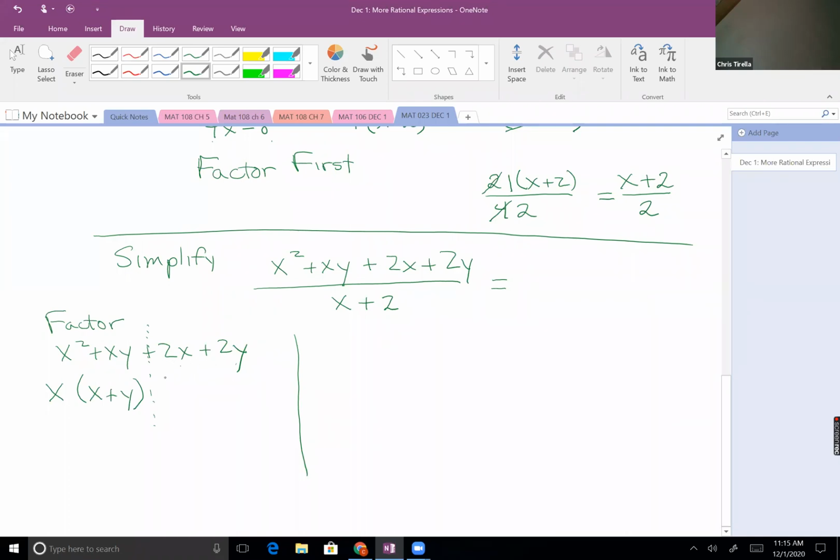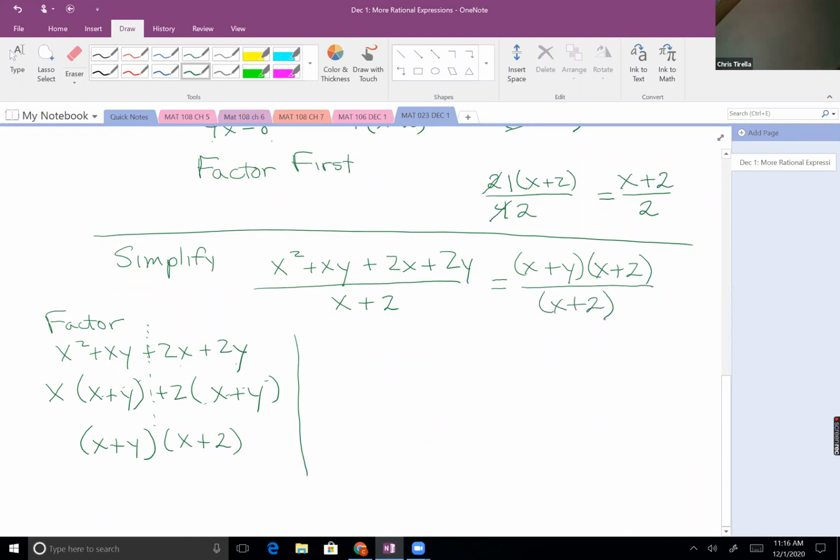And then what do the last 2 have in common? 2. And because it's a plus, we had a positive 2. And when we divide them by 2, we're also left with x plus y. So factoring, one factor is x plus y. And when I divide that factor out, I'm left with what remains, x plus 2. So that gives me x plus y times x plus 2 in factored form over x plus 2.